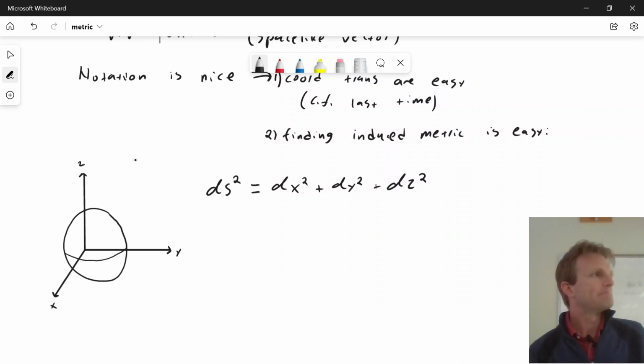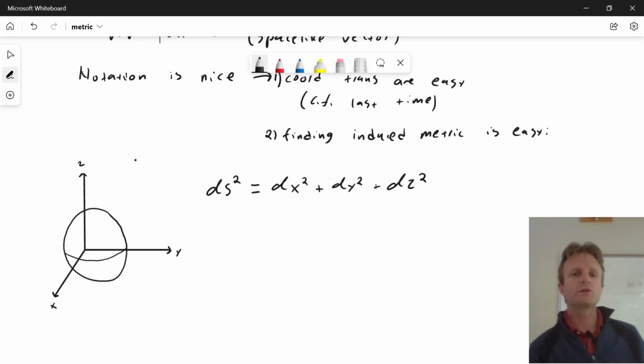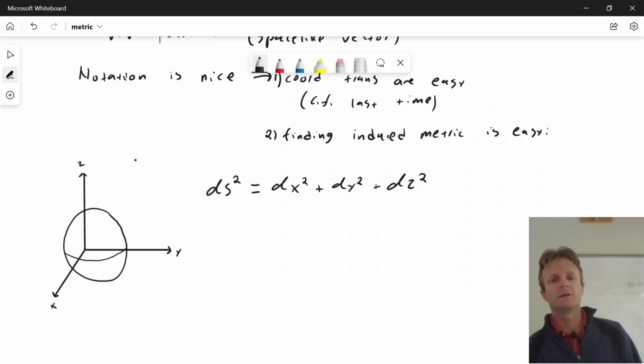In this case, this is a common example if we do want the metric on a submanifold. I'm giving it to you in 3D space. I've now told you what length is in 3D space by writing the Euclidean metric. And I'm going to show you now a nice way to get the induced metric on the sphere using this notation.